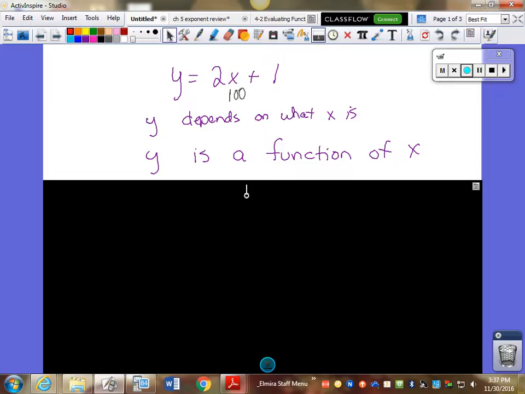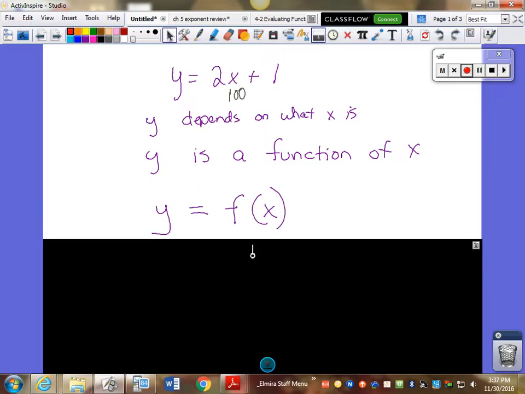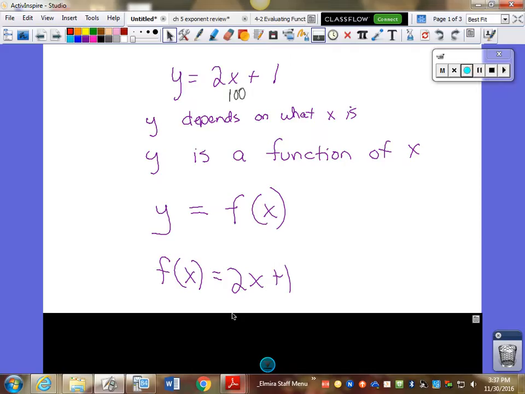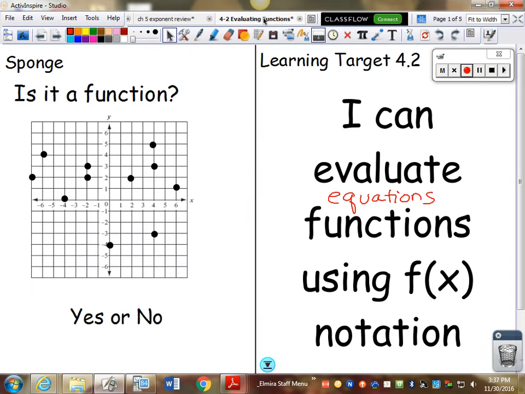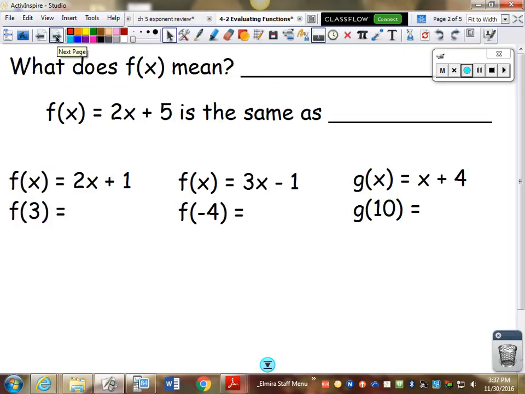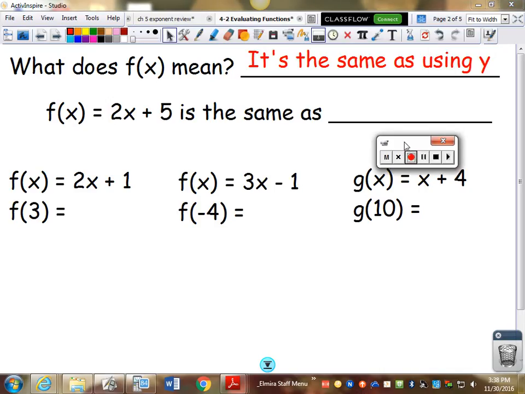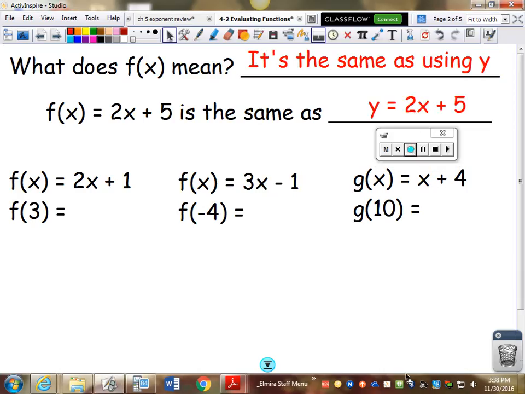If we take that and translate it into math symbols, y is a function of x. We just abbreviated it. And then if y equals f of x, then I can put f of x in front of the equal sign instead of the letter y. Okay? So hopefully that makes sense. But my main focus is just to get you to use f of x correctly. So f of x means the same thing as y. So if I said f of x equals 2x plus 5, that's the same as saying y equals 2x plus 5.